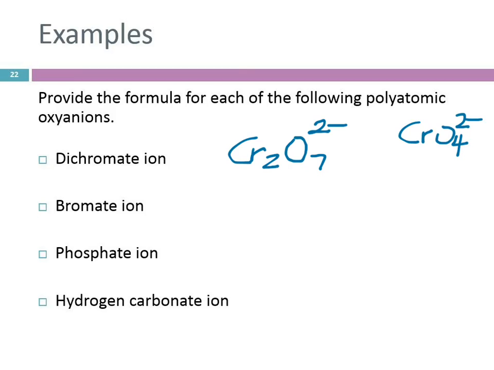Bromate. BrO3 with a -1 charge. Phosphate. PO3 is a good guess. It's PO4. It's like, guess my favorite number. It's PO4 3 minus.